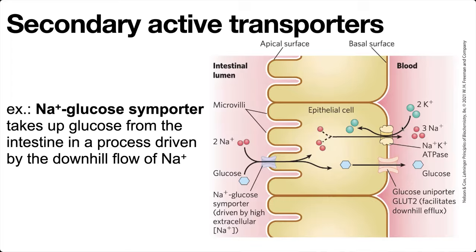Because if we didn't keep pumping it out, then it would build up inside the cells, and then we'd reach equilibrium. We'd have equal concentrations inside and outside of the cells. That would not be good. We'd lose our gradient. And we need that gradient in order to do things like, in this case, move glucose.